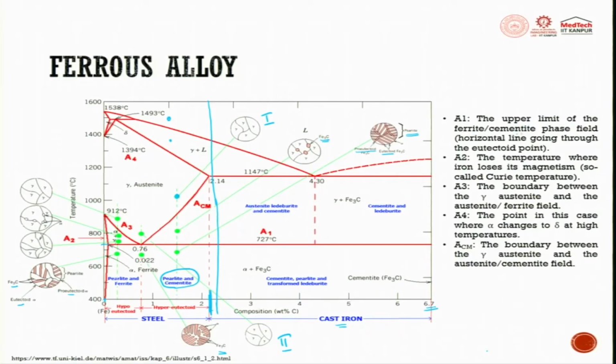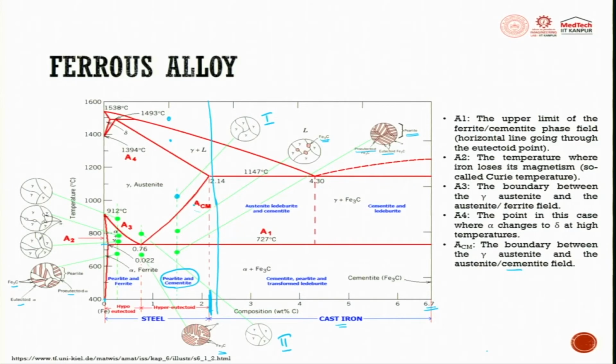A1, the upper limit of the ferrite cementite phase field. So, you can see A1 is here. So, you can get a field here, right, A1. Then A2 is somewhere here, the temperature where iron loses its magnetism, the so-called Curie point, which can happen at A2. At A3, you have the boundary between gamma austenite and the austenite ferrite field. A4 is the point in this case where alpha changes to delta. Then we have Acm, the critical point here, which is the boundary between the gamma austenite and the austenite cementite field.